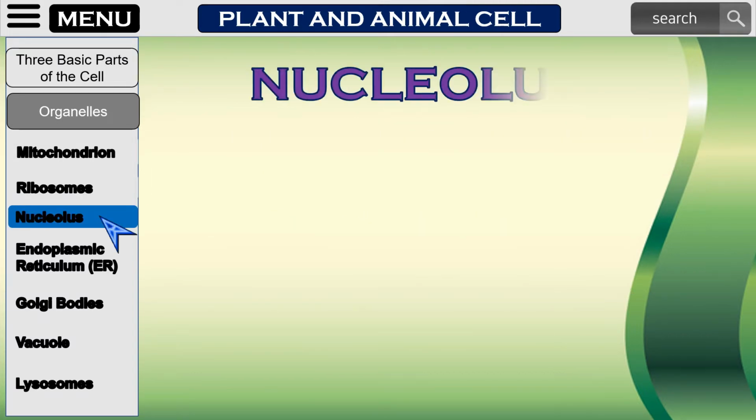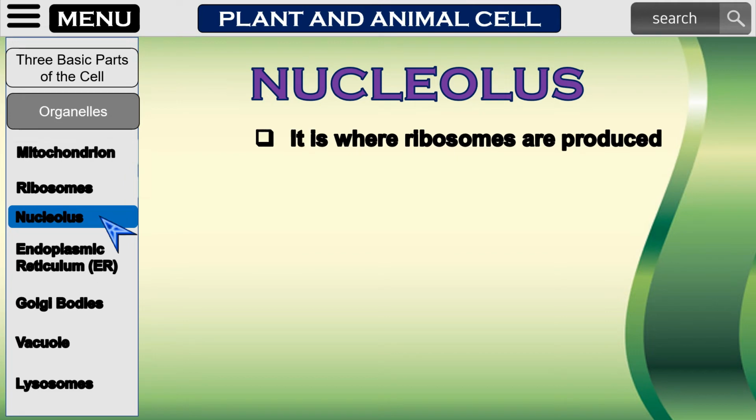Next, we have the nucleolus. The nucleolus is the prominent round structure in the nucleus. It is where ribosomes are produced.